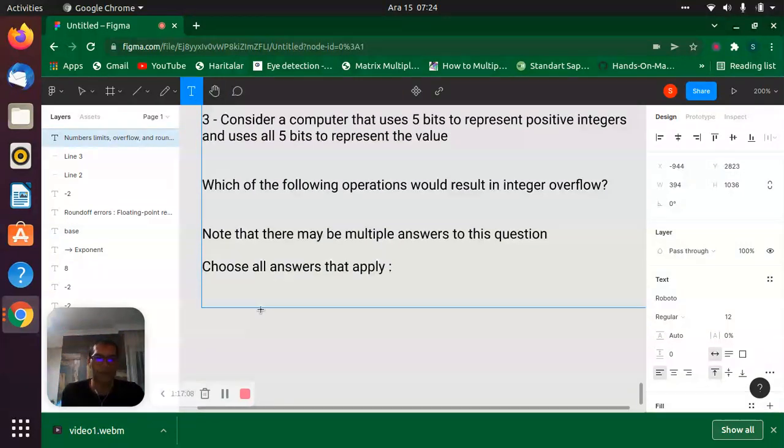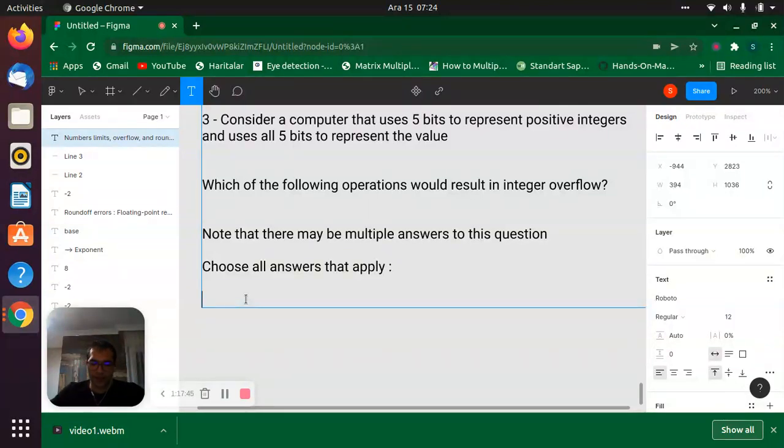Okay, let's come down. Again, think about the question. Consider a computer that uses 5 bits to represent positive integers and uses all 5 bits to represent the value. We have 5 bits, so 2 to the power of 5. What will it be? If you count them, it will be 32, right? So yes, 32.